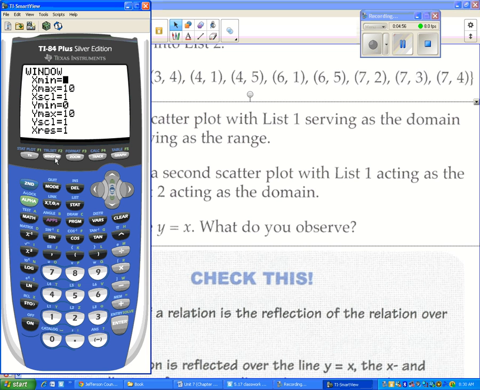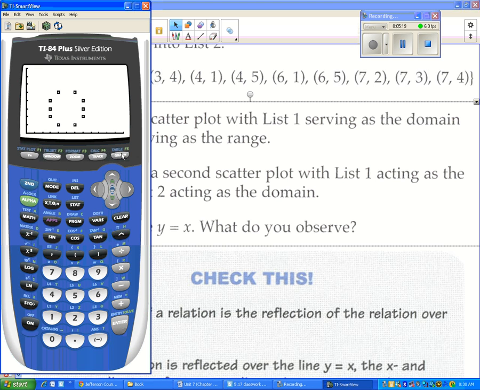Click on window. Please make your window match this. Let's do 0, 12, 1, and then 0, 8, 1. So make sure your window matches this. Hit graph, and it gives you more of a circle. It's not as much of an oval, it's more of a circle now. Okay?